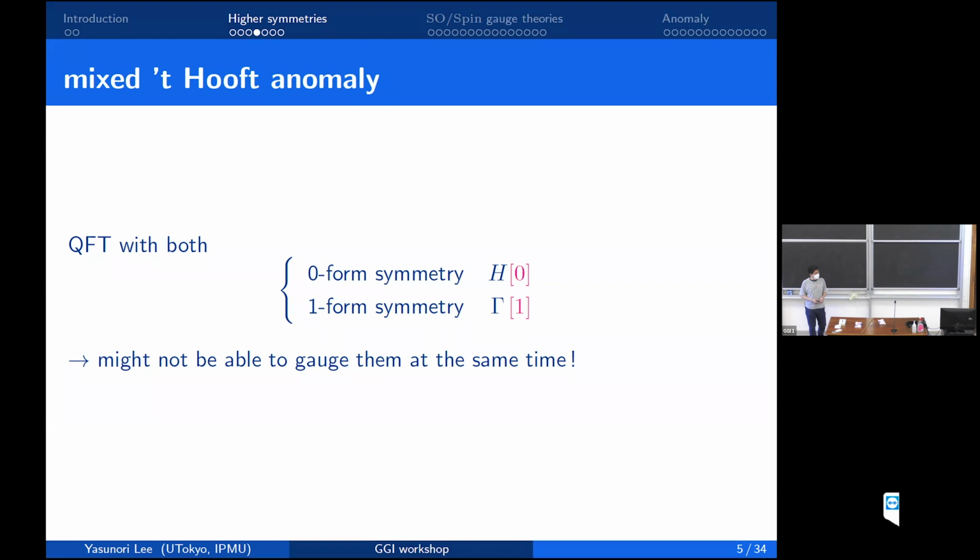For example, we heard from Pietro that in 5D gauge theory, you have a 0-form U(1) instanton symmetry and also a 1-form center symmetry, and there was a mixed anomaly between them. Or we also heard from Daniel that in 4D Yang-Mills theory with theta equals pi, there's a 0-form time reversal symmetry and a 1-form center symmetry. There was a mixed anomaly between them, which prohibited the IR theory from being trivially gapped. So this is the simplest type of higher symmetry structure. But there's another interesting mixing of symmetries one can consider.